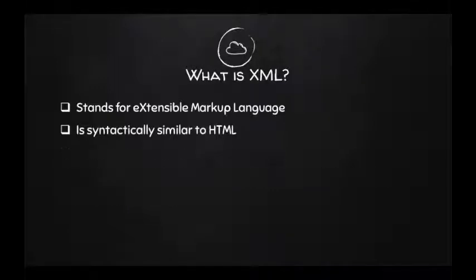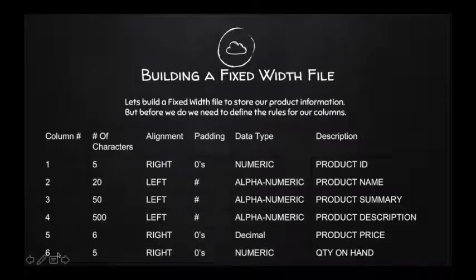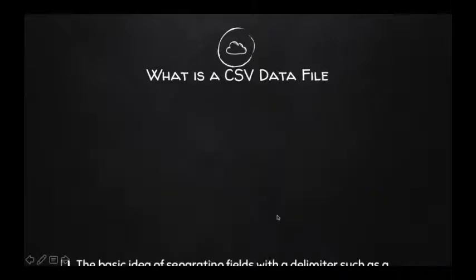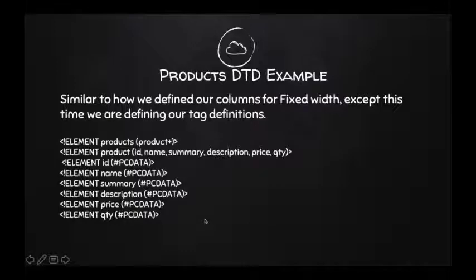So similar to what we did for building our fixed-width file, the DTD is going to be an XML definition of the XML files. So it's going to contain this type of information. Here's an example of the DTD for products. This is similar to how we defined our columns for fixed width, except this time we're defining our tag definition. So at the top level, we have products.